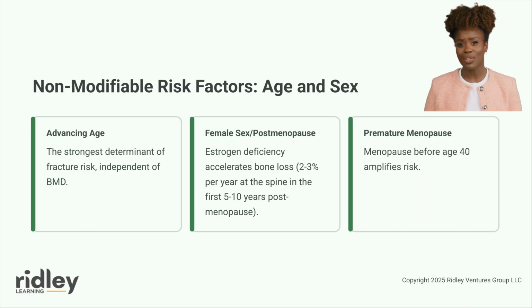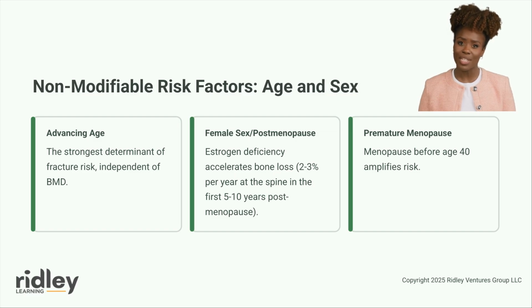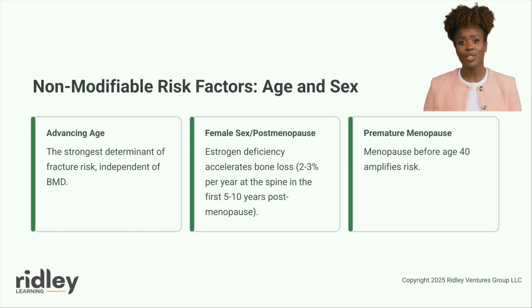Among the non-modifiable risk factors, advancing age stands as the strongest determinant of fracture risk, exerting effects that are independent of bone mineral density. The relationship between age and fracture risk reflects multiple physiological changes that accumulate over the lifespan. These include progressive bone loss that accelerates in women following menopause, deterioration of bone microarchitecture, even when BMD remains relatively stable, sarcopenia with associated muscle weakness and impaired balance, and increased fall propensity due to decline in neuromuscular function, visual impairment, and comorbid conditions. The magnitude of age-related fracture risk is substantial.